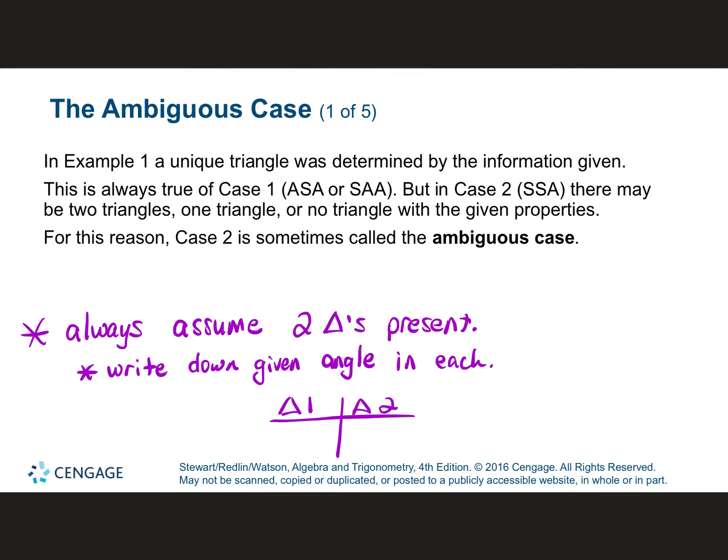Okay, yesterday we talked about the law of sines, just kind of the workings of it, that it's a proportion of an angle and its corresponding side length. Today we're going to talk about situations called the ambiguous case.